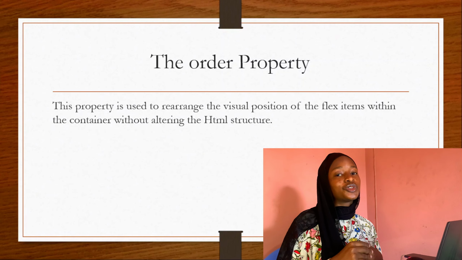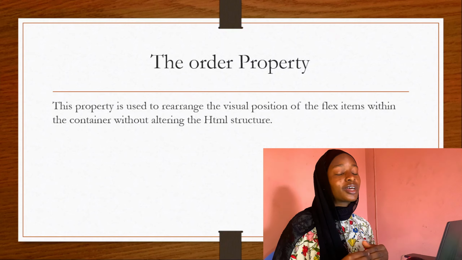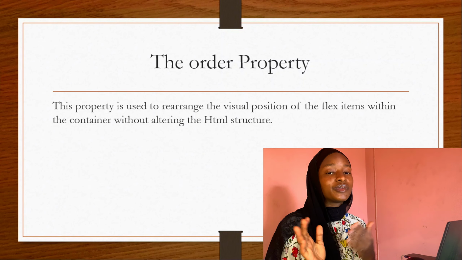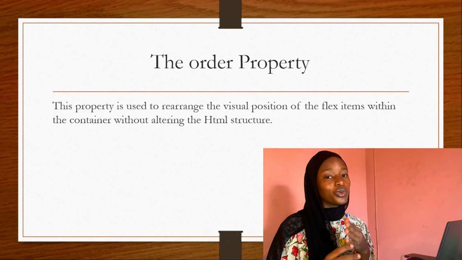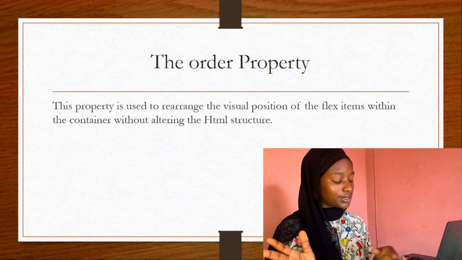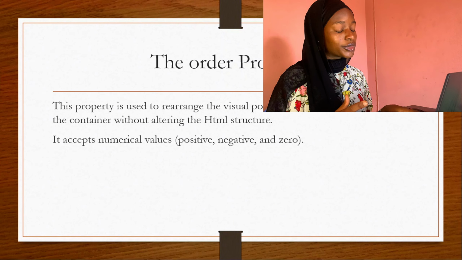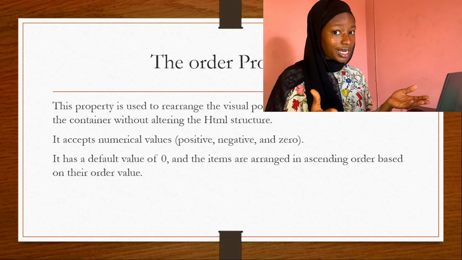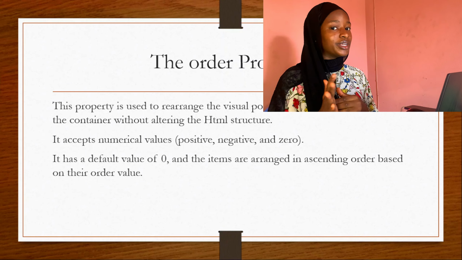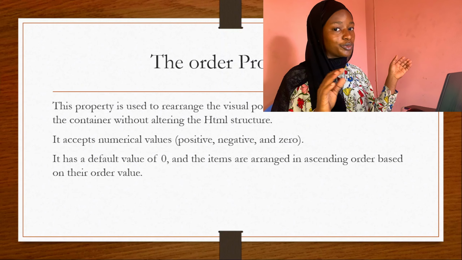For order, this property is used to rearrange the visual position of the flex items within the container without altering the HTML structure. So what does this do? It just changes the order of the items. If the container is going 1 to 3, it changes it to 3 to 1. So that's what order does. It just changes the positioning of the items. So it accepts numeric values, which is a positive value, negative value, and 0. The default value is 0, and the items are arranged in ascending order based on their order value. So the items are arranged so that they go from negative to 0 and then upwards to positive values.